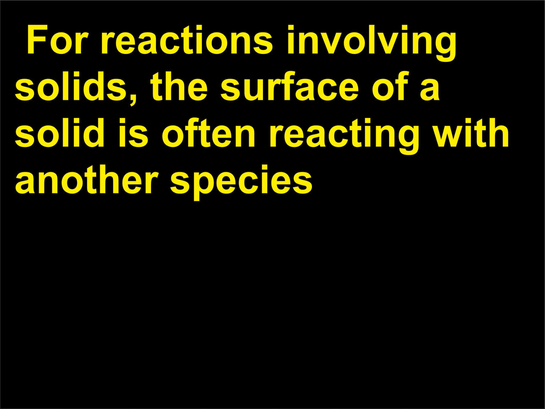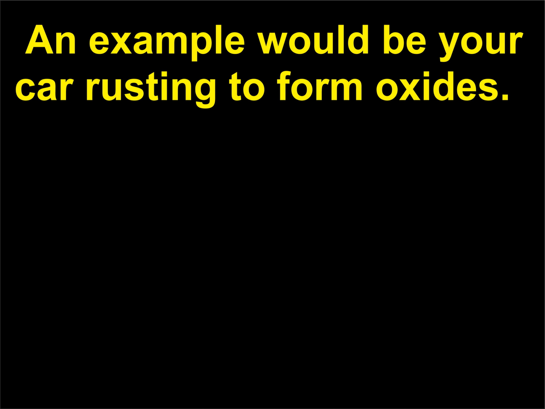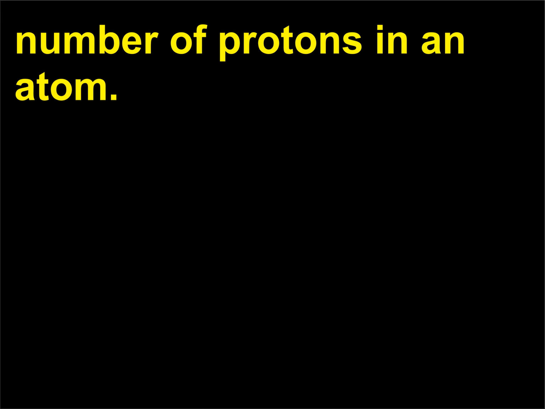For reactions involving solids, the surface of a solid is often reacting with another species that is present at the interface between the solid and a gas or liquid with which it is in contact. An example would be your car rusting to form oxides. What is an atomic number? Number of protons in an atom.